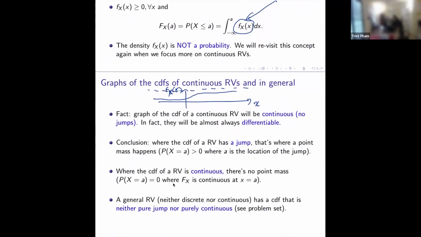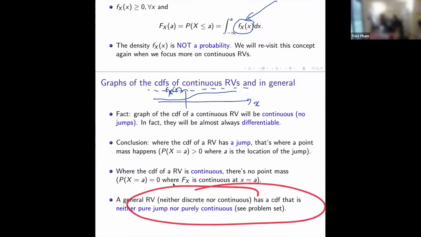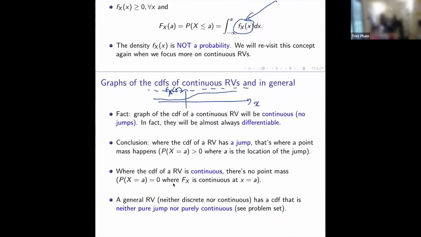And so from that point of view, a random variable whose CDF has both features will be a mix of discrete and continuous, which is a case that we only introduce once in this course, but won't go too much into. All right, any question about this?